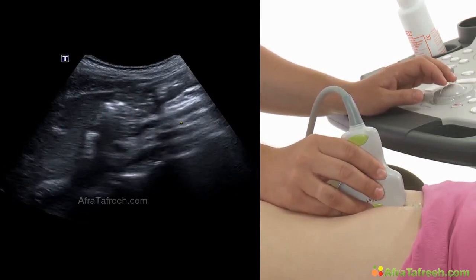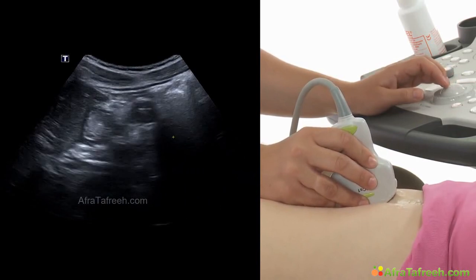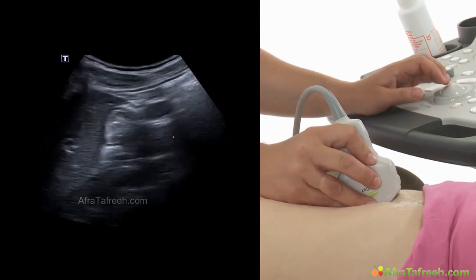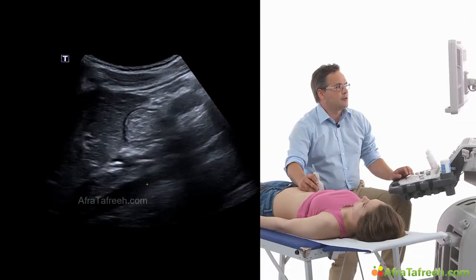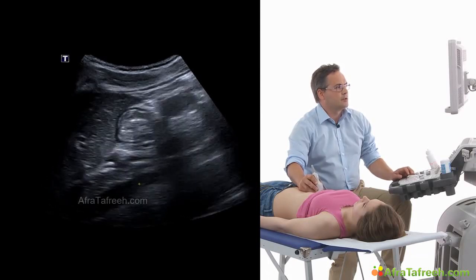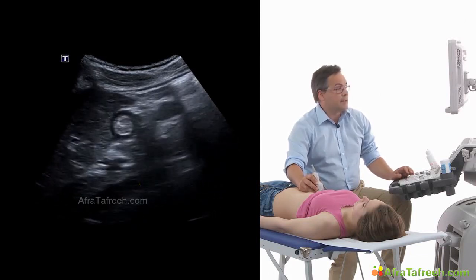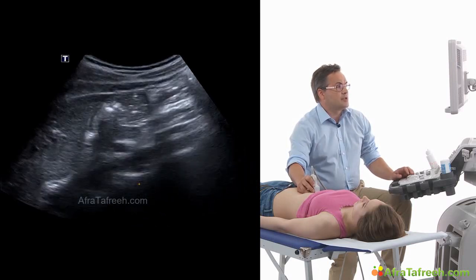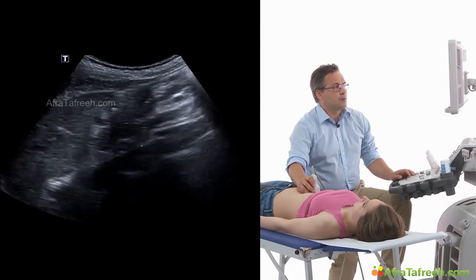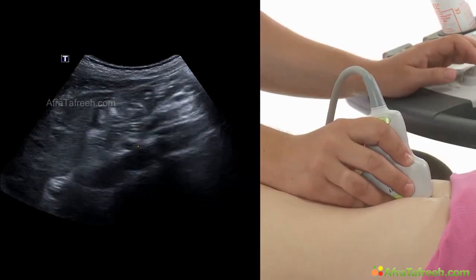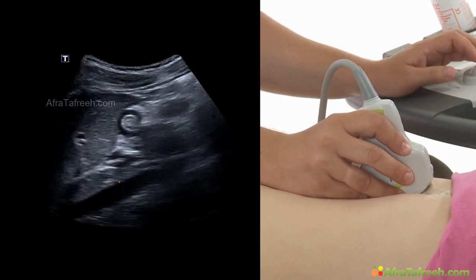Gliding the probe only a few centimeters to the patient's right side, we detect another tubular structure, another great vessel of the retroperitoneum, the inferior vena cava, the IVC over here. How can we differentiate between the aorta and the IVC? Scanning the aorta, we see a very strong, bright echo of the vessel wall. We cannot detect any wall scanning the IVC.